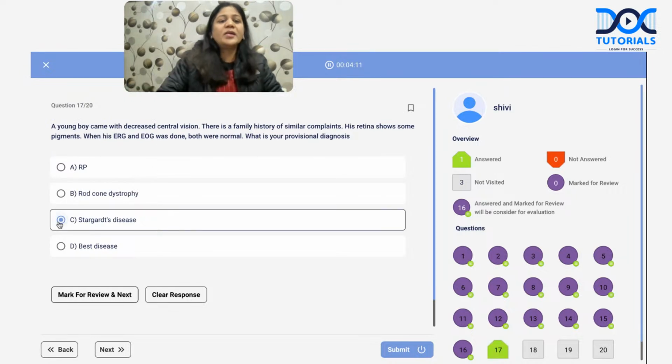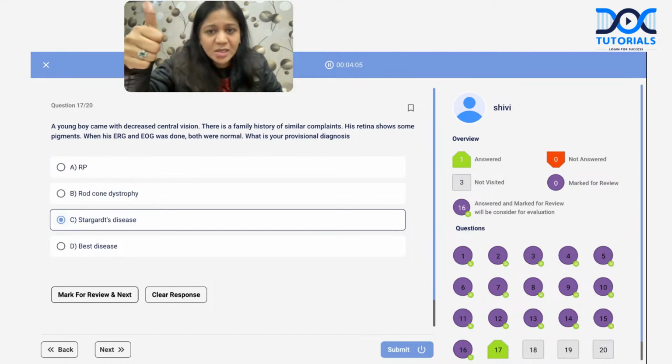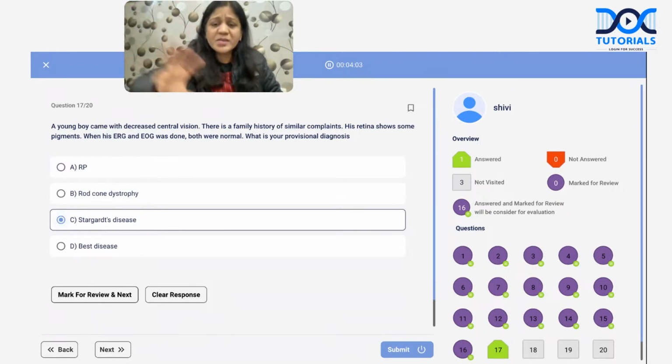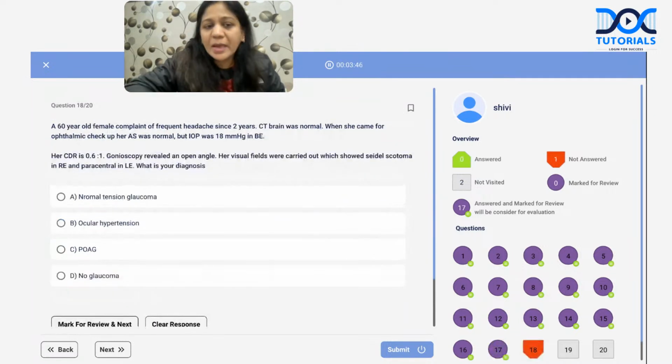Stargardt's disease can be one, guys, because in Stargardt's the early complaint is decrease in vision, and you get a family history. You have pisciform pigments, fishtail pigments, and ERG and EOG can be normal in early stages, so this one should be out. In Best disease the EOG should be abnormal in all the conditions. From stage 1 through all the stages, in Best disease the EOG will be abnormal definitely.